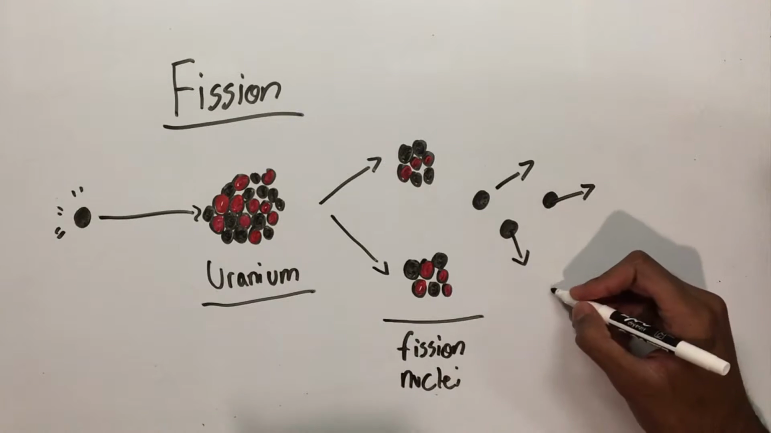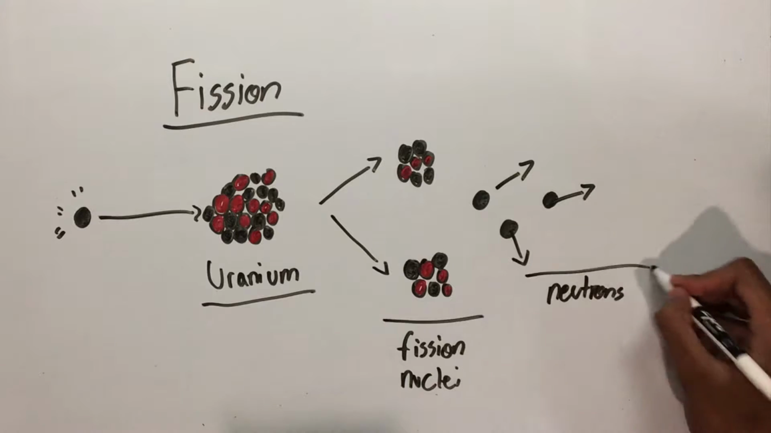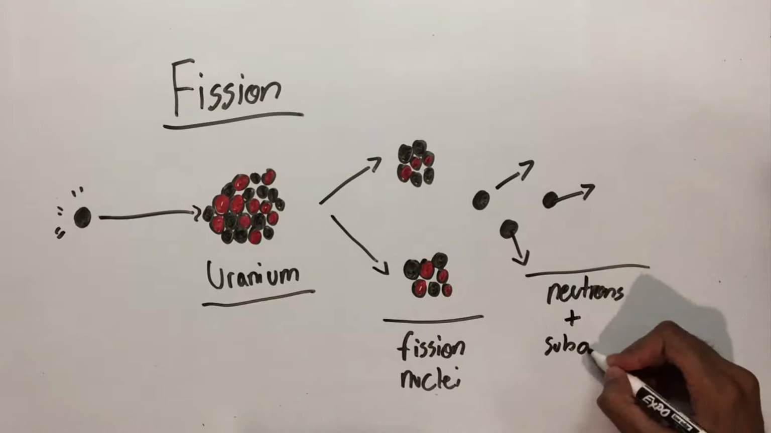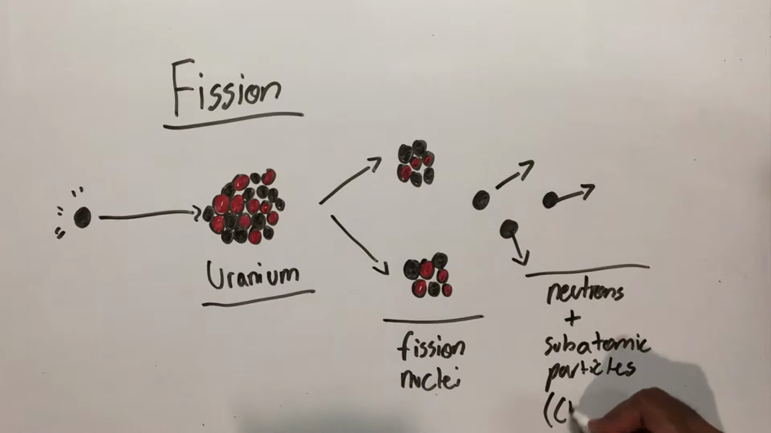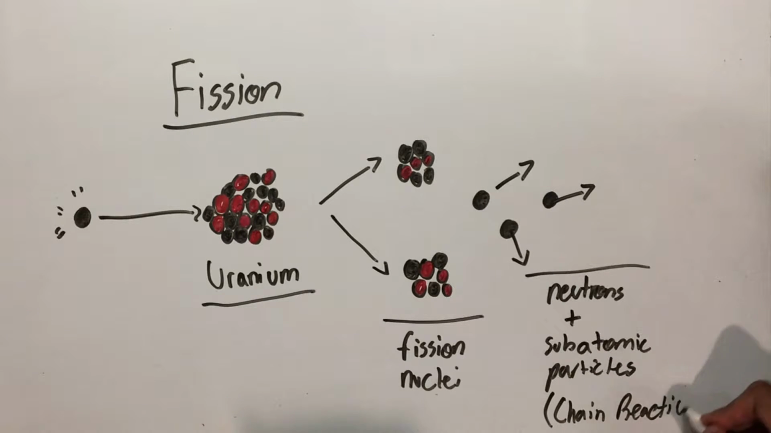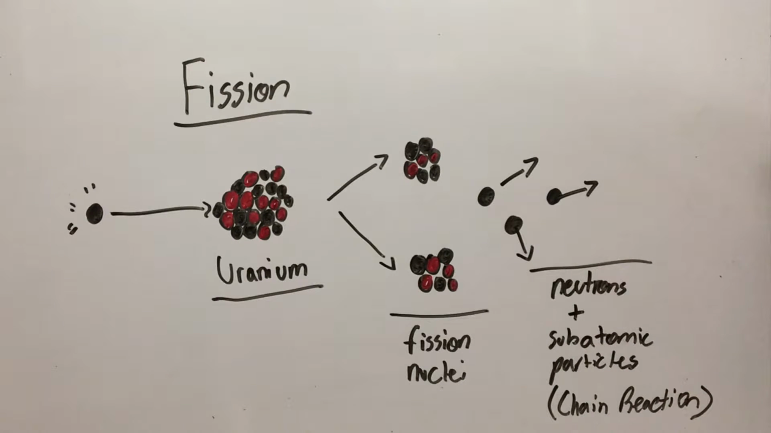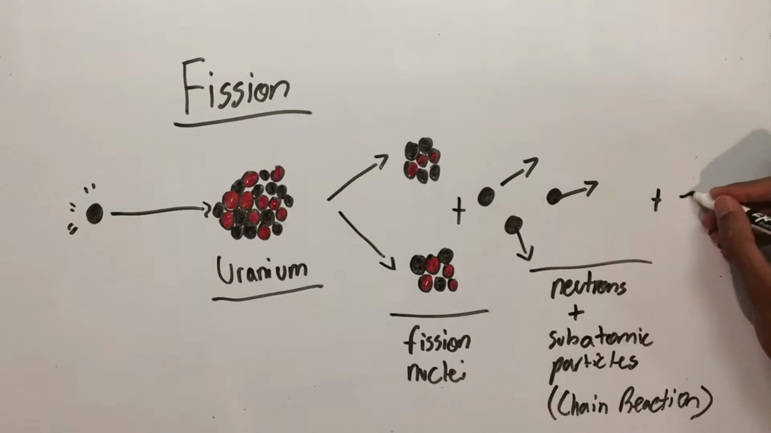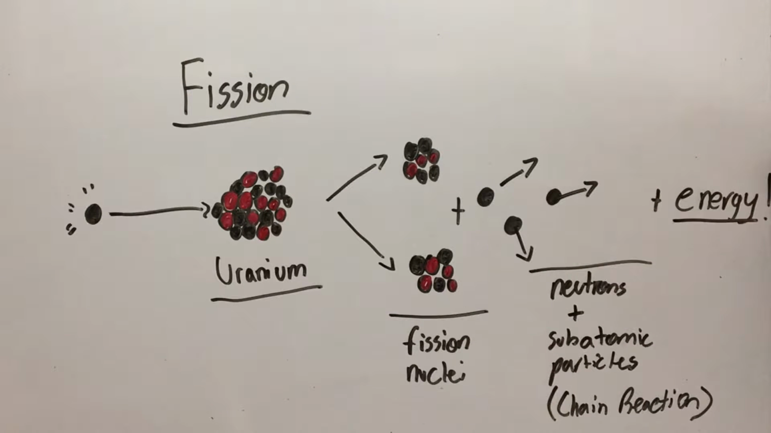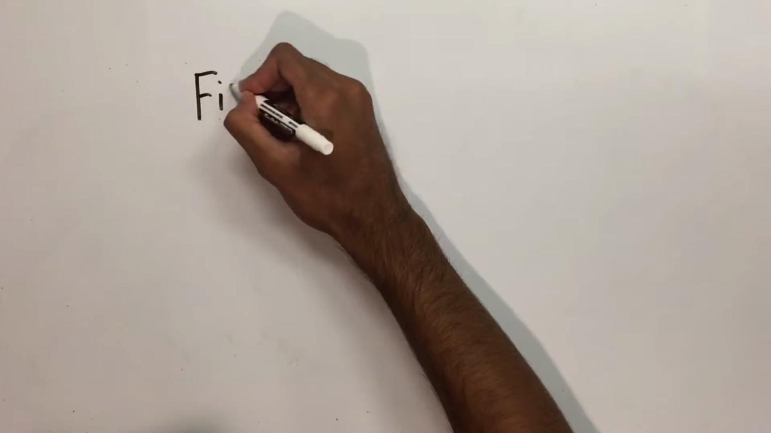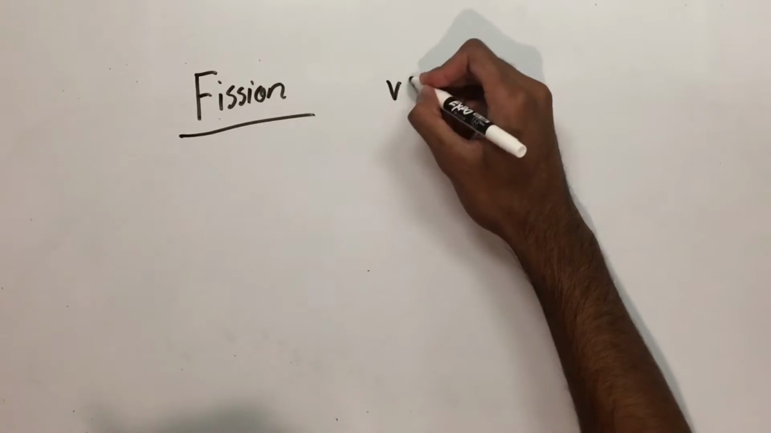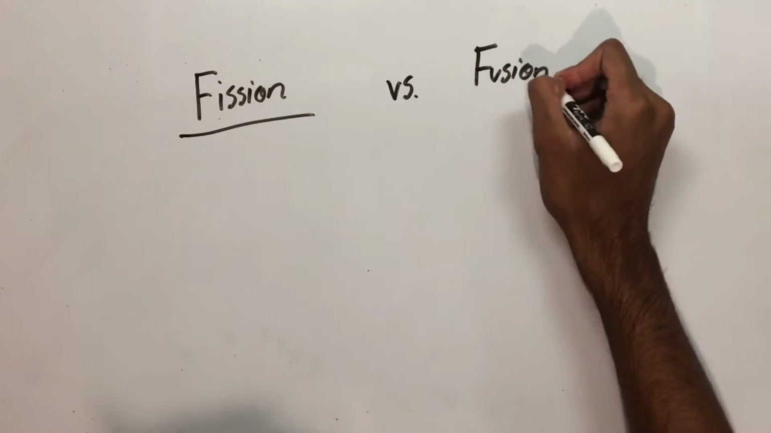These stray subatomic particles, mainly the neutrons, go and hit other uranium atoms and thus create a chain reaction that results in the fission of all of the fissionable material that's nearby. The energy produced in a fission reaction can be harnessed through an atomic bomb or through reactors, which create energy to power the world.